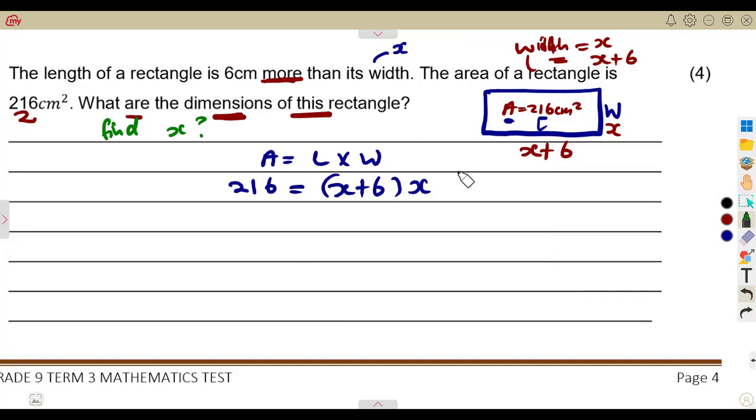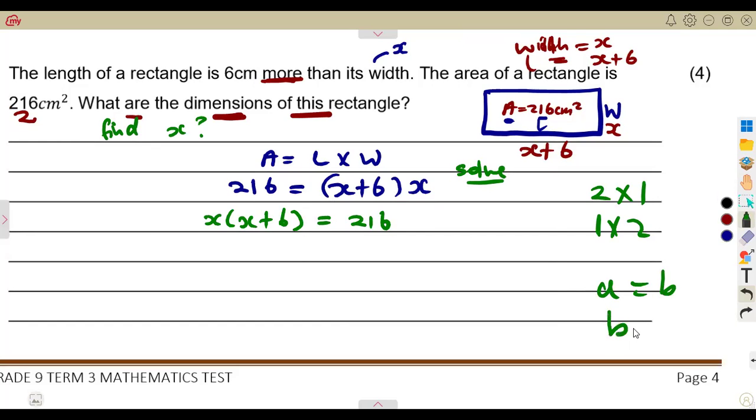By forming an equation, you are supposed to solve. The left-hand side and the right-hand side are the same, guys. We can write it this side: x into x plus 6 is equal to 216. This is the same, just like 2 times 1 and 1 times 2 are the same. A is equal to B, B is equal to A is one and the same thing also.